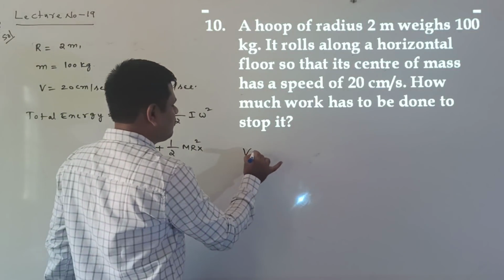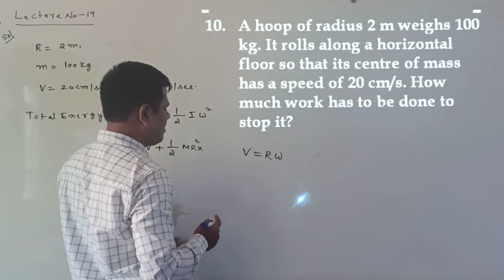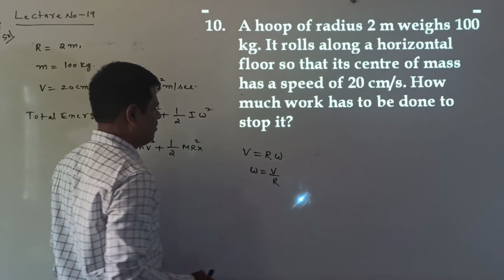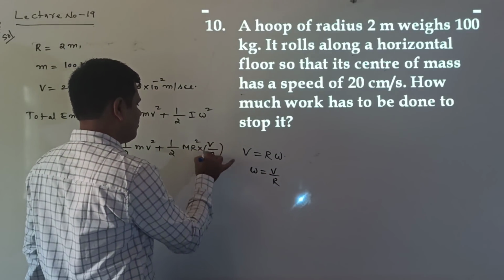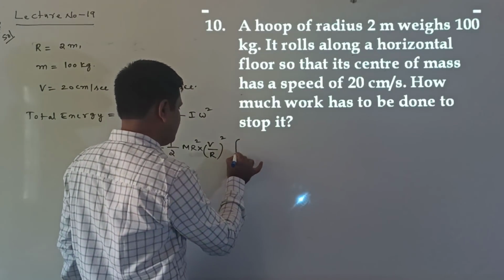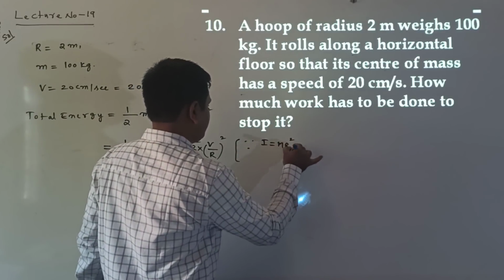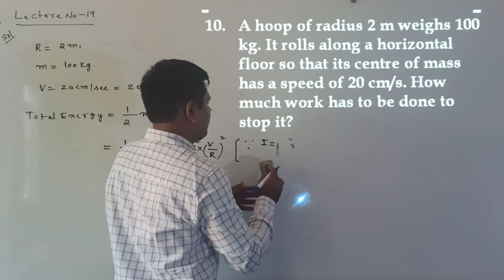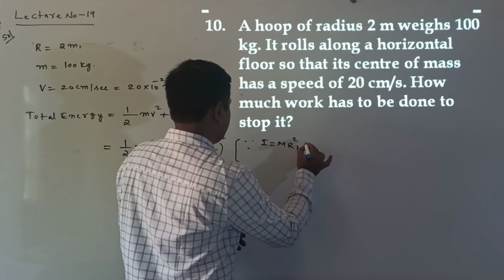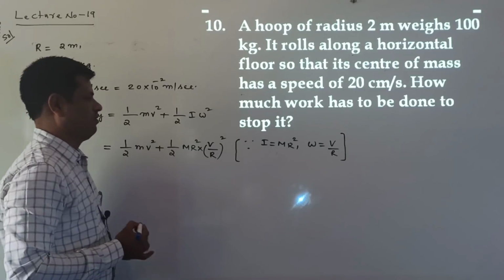What is the other formula? Velocity V is equal to R omega, which means omega is equal to V by R. So we get V by R whole square. The formulas I am using here are I is equal to mr square, and omega is equal to V by R, that is, V is equal to R omega.